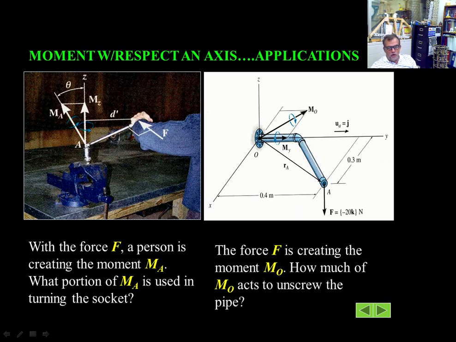And I told you last time, every time that a question is asked like that, that implies that you are going to be working with projections, dot product. So the moment with respect to an axis is calculated in the same way that you calculate the projection of a vector with respect to an axis. Once you know the moment, you just dot multiply by the unit vector of that axis.